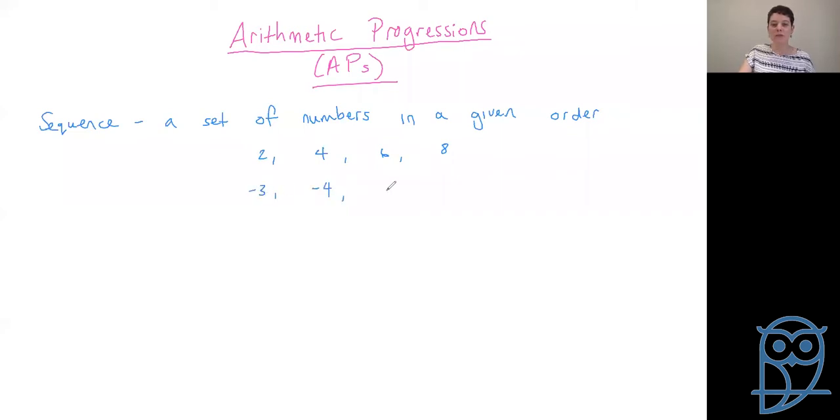-3, -4, -5, -6, even something like 10, 15, 20, 25. Each of these represents a sequence. So we have sequence A, sequence B, and sequence C. Three different sequences. They are very short little sequences, but they're enough to work with for now.